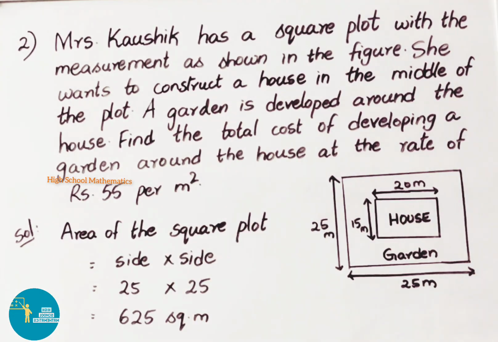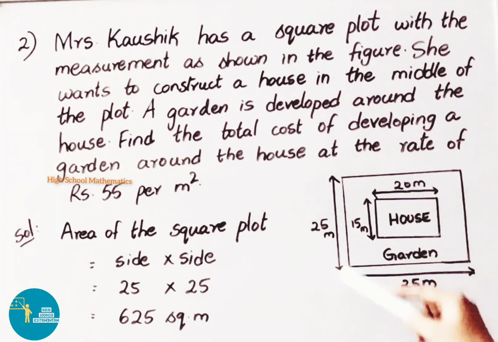Observe the figure. This is the square plot having measurements 25 meters. Inside the square plot she wants to construct a house. So the house length is 20 meters and breadth is 15 meters. Now we have to find the total cost of developing the garden around this house at the rate of 55 rupees per meter square. Now let us see the solution.